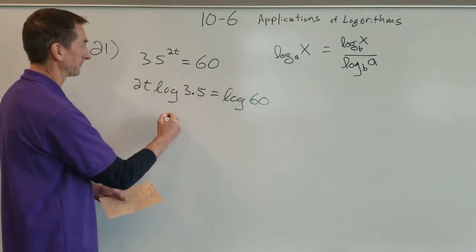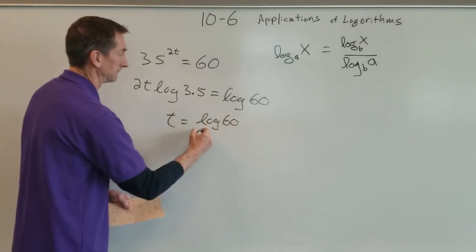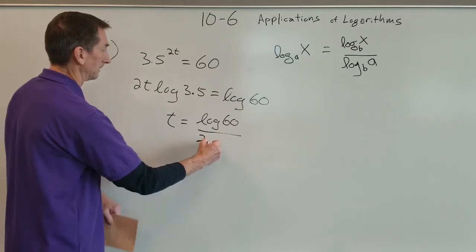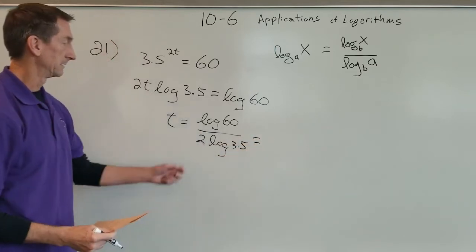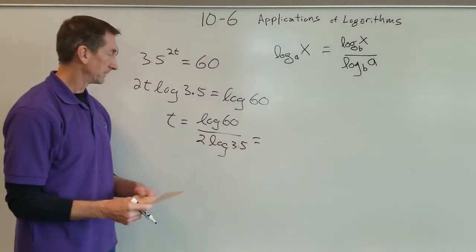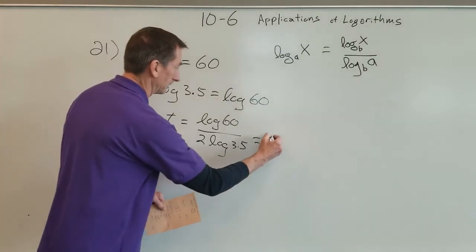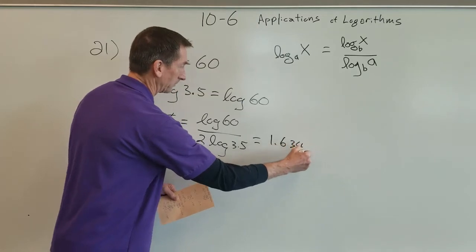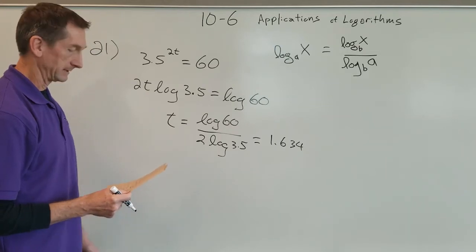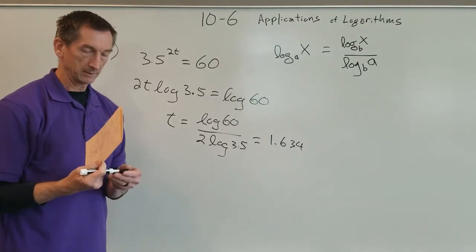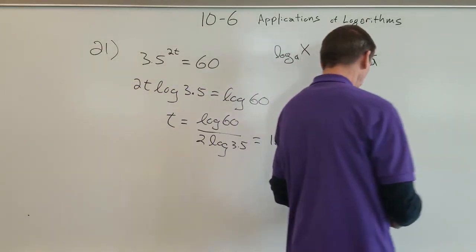Okay, so now solving for t, t is equal to log 60 divided by 2 log 3.5. That's all it is. And there is pretty much a correct answer. If you want to stick it in your calculator, we could pull out a 1.634-ish and some change. So there you have it. That's how you do those types of problems. All right, let's look at one more. It's got a little bit of a different twist to it. And we'll do it right here.